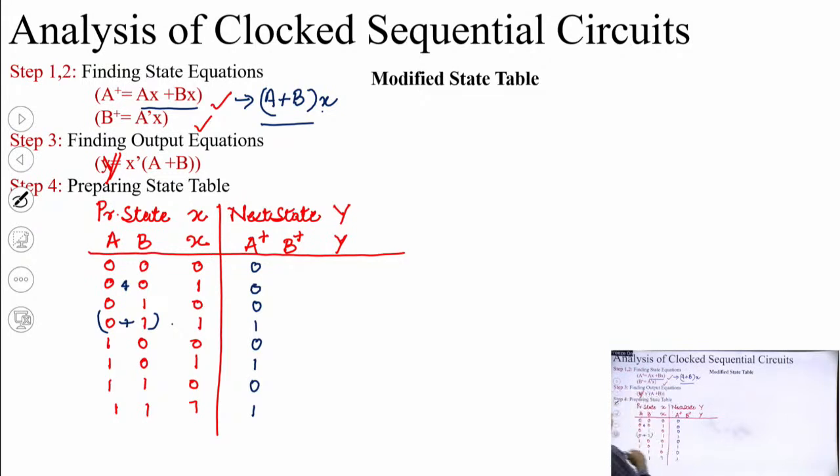So let us prepare the column for B plus using this expression A bar X. Again I can see that wherever it is the product of A bar and X, that means wherever X is 0, the output must be 0. So this is X is equal to 0, this is X is equal to 0, this is X is equal to 0, this is X is equal to 0, okay.